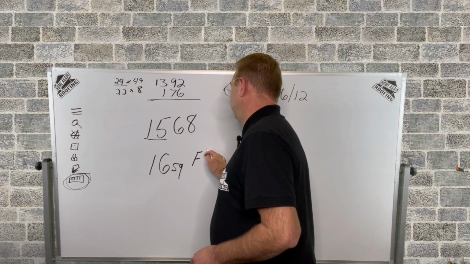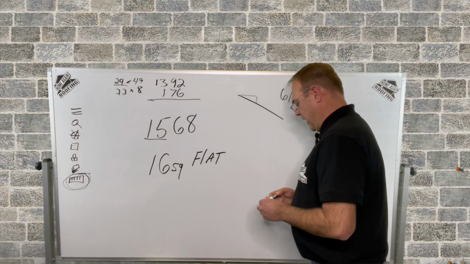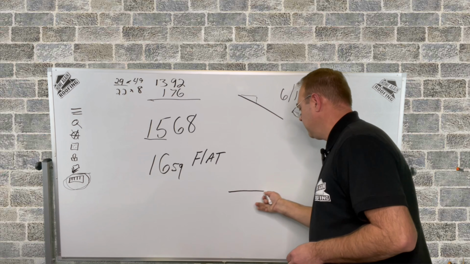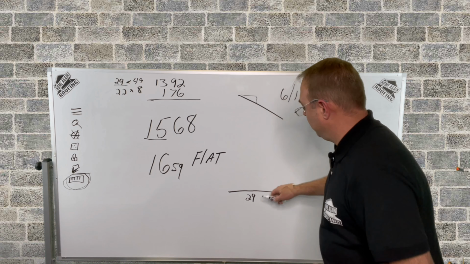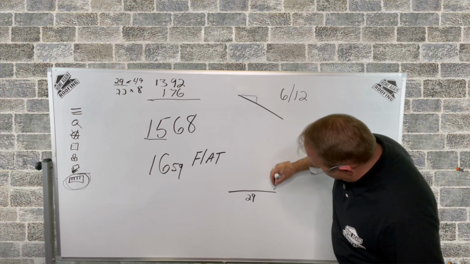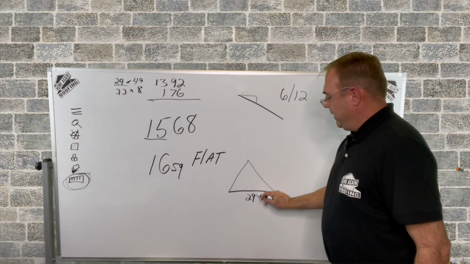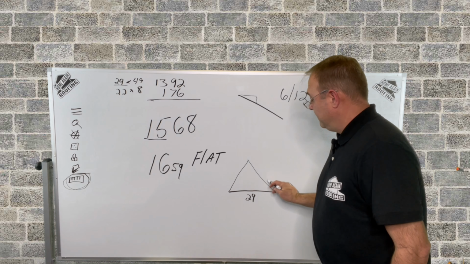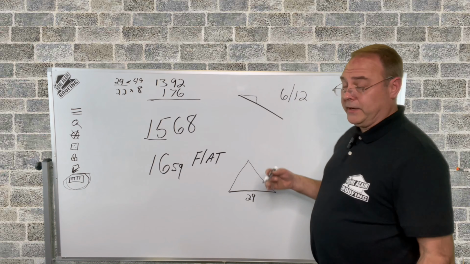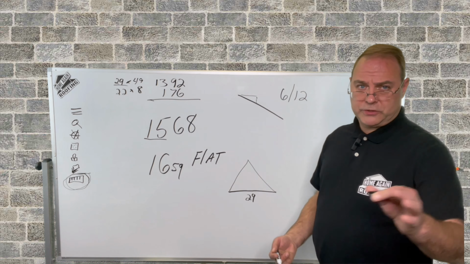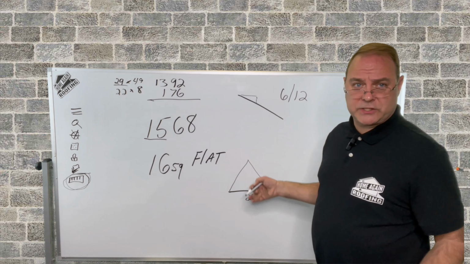but we measured it flat. And we know that if we take this measurement, say it's our 29, and we bent that up, well, we know that we're not 29. We know we're a whole lot more. And how we calculate that is by finding out what our pitch is. I'm going to show you a couple different ways to figure out our pitch. Today we're going to assume that we're doing a 6/12.